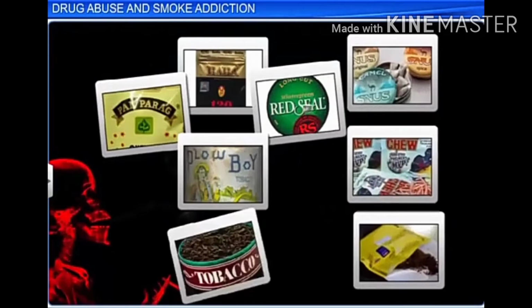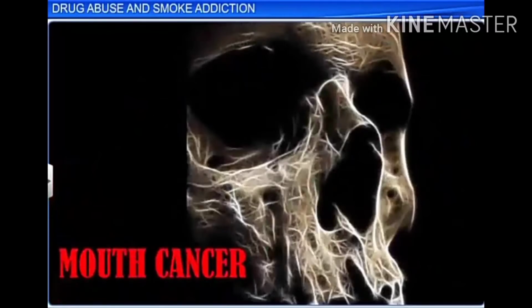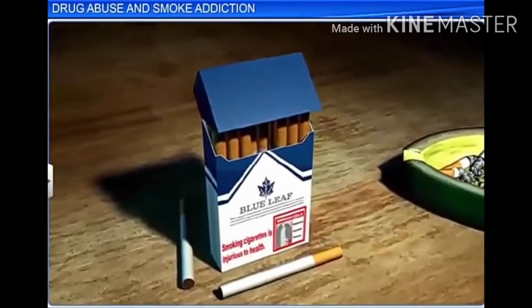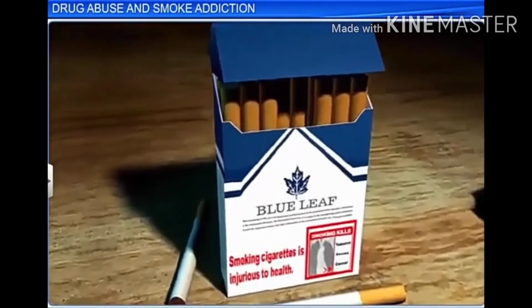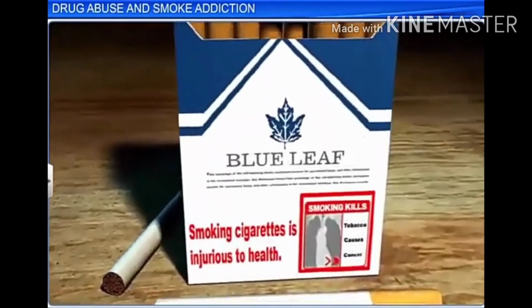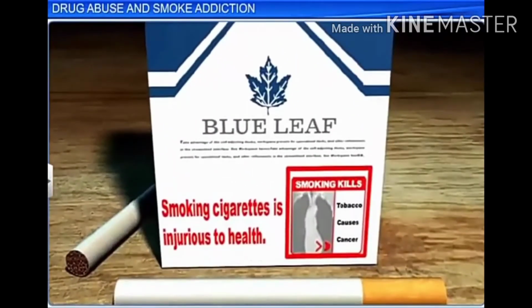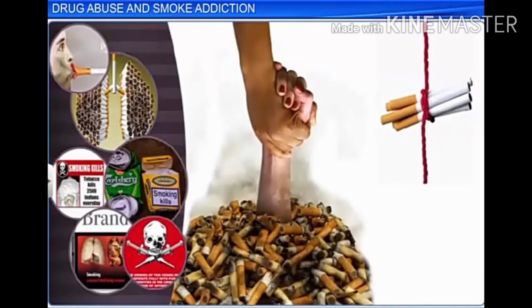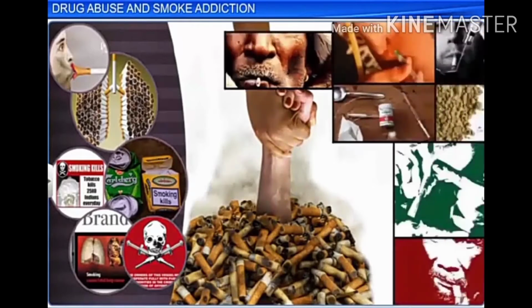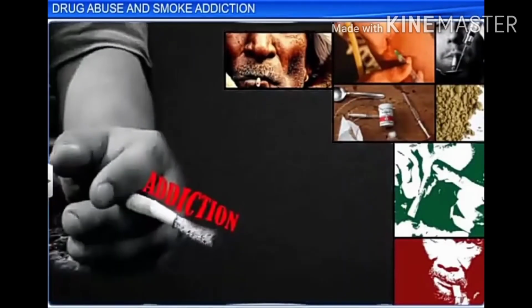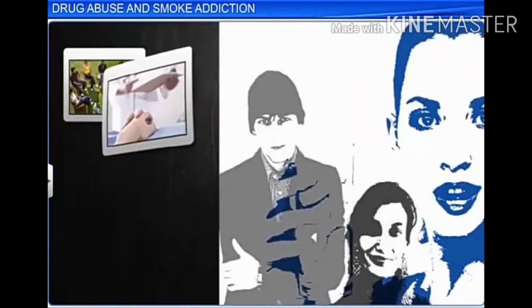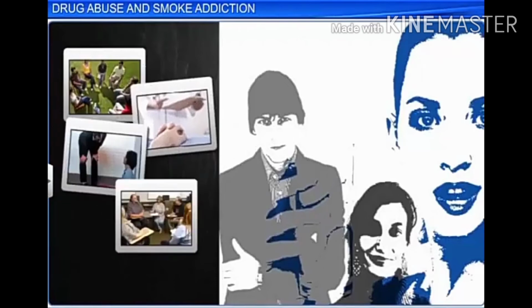Chewing tobacco often results in harmful effects. Due to the harmful effects of tobacco, the government has ordered that cigarette packs must carry visual statutory warnings that smoking cigarettes is injurious to health. Despite the well-publicized harmful effects of drugs and smoking, both the young and old fall prey to the addiction. Therefore, both drug abusers and smoke addicts require counseling and medical assistance to be cured of their addictions.